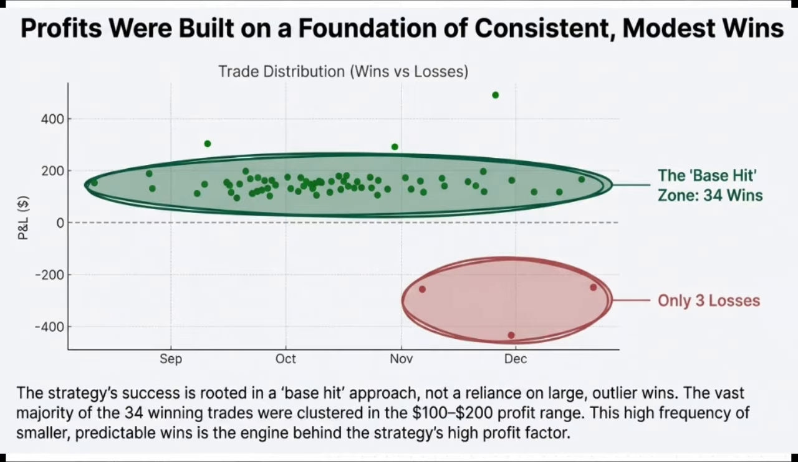So what's the engine behind this? This chart shows it perfectly. It's all about hitting base hits. It's not about swinging for the fences and trying to hit a home run. You can see that big cluster of green dots, 34 wins. Most of them are just modest, predictable profits. The strategy is to just get on base, again and again. And those small, frequent wins just completely overwhelm the tiny number of losses.